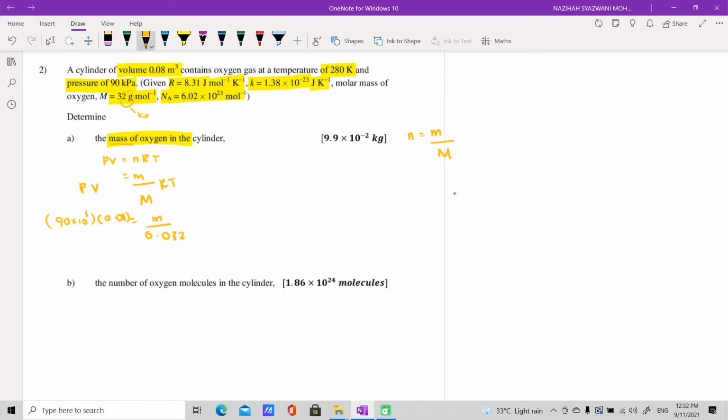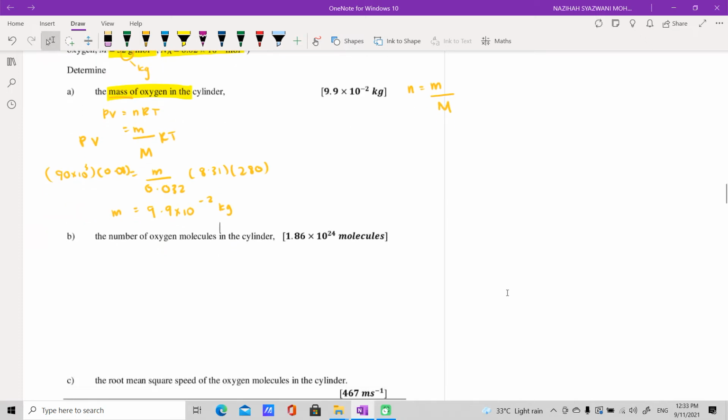Make sure you convert to SI unit to kg per mole. R is given, which is 8.31, and the temperature is given, 280 Kelvin. If you do the math, you should get the mass for the oxygen is 9.9 times 10 to the power of negative 2 kg. So that is for part A.